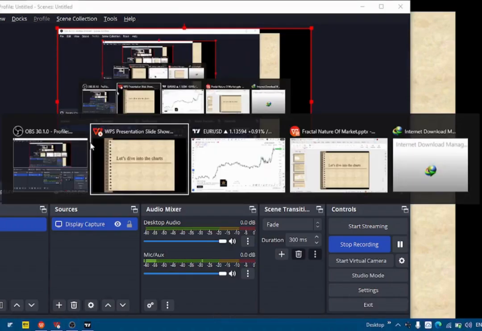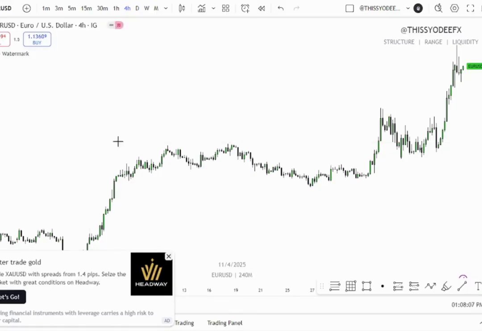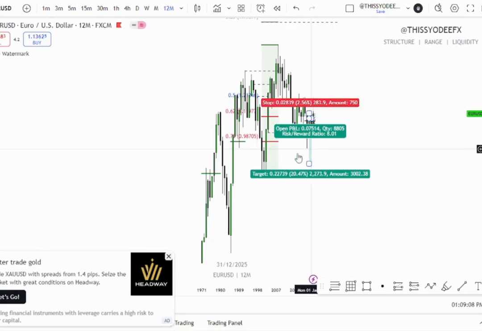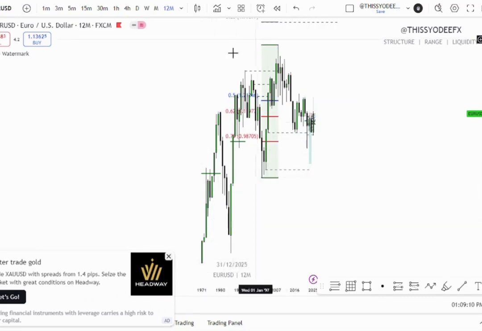Now let's dive into the charts, where I can show you more examples. Let's start from the monthly time frame. On this chart, you can see that on the yearly time frame, EURUSD is bullish. EURUSD is bullish.